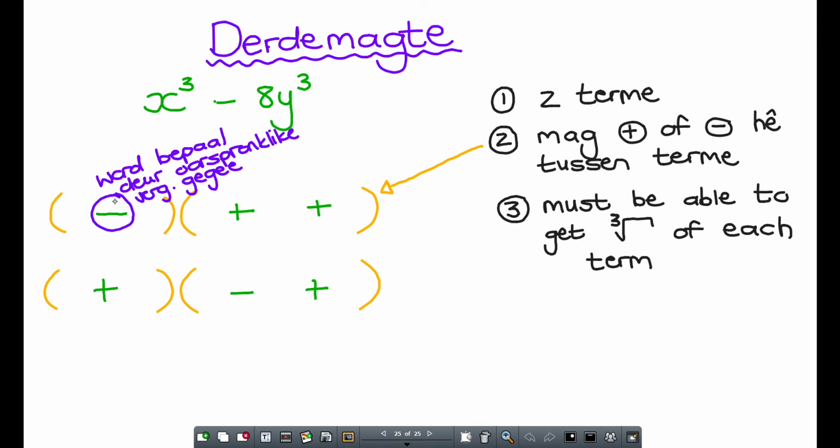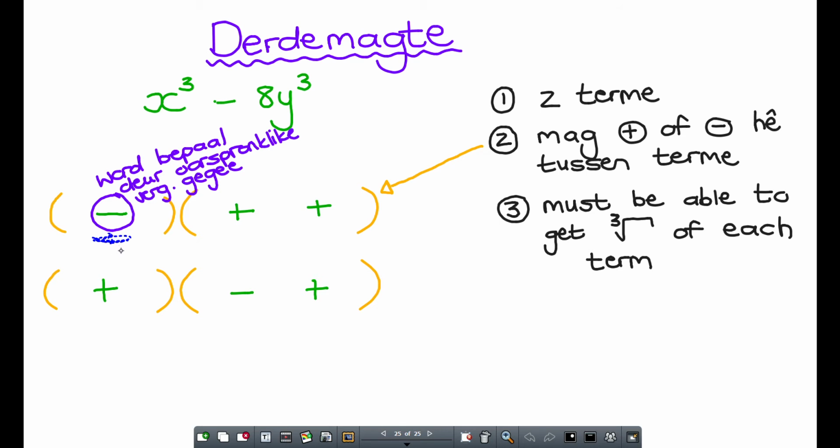The sign in the small bracket, meaning this minus or this plus, that will be determined by the original equation given. So the one that I gave you here was a minus. So dan beteken dit dat jou eerste hakie gaan ook wees 'n minus. Nee, 3C. Dan kan net gou daar vors doen.